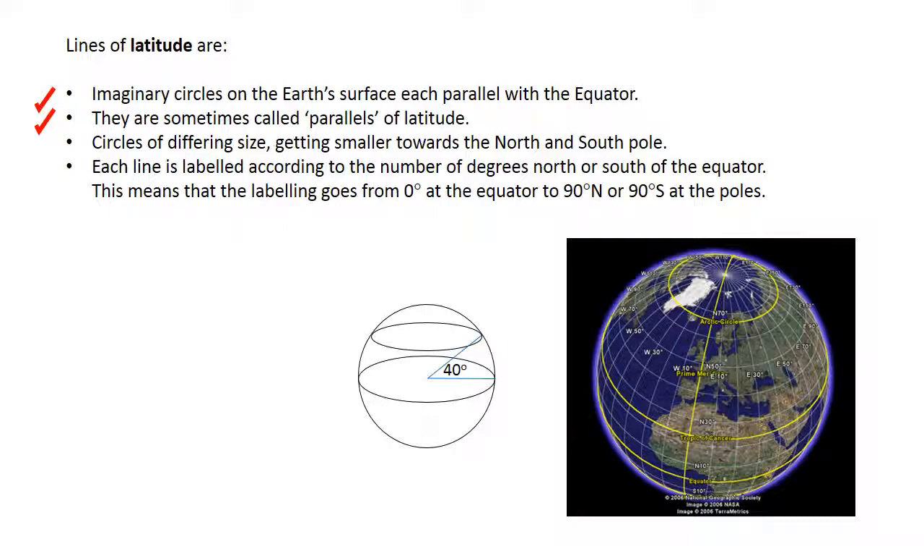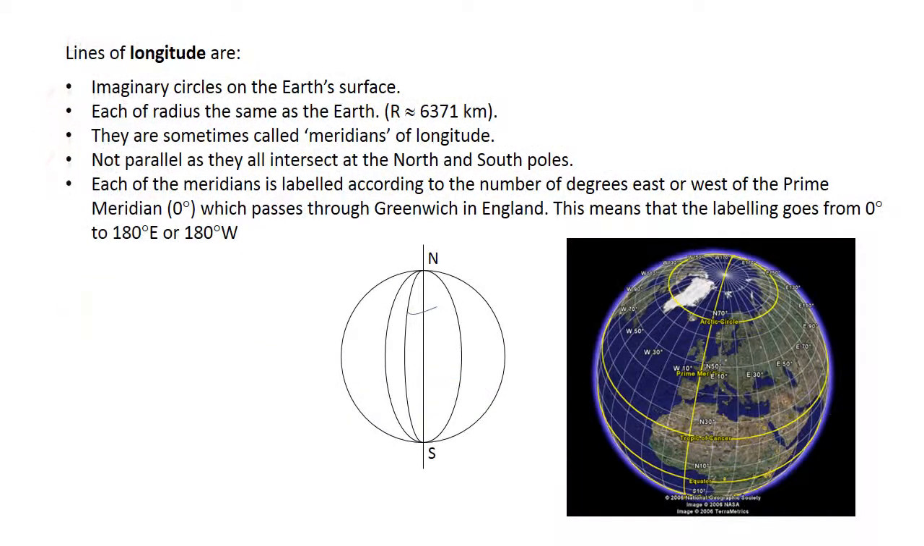Lines of latitude are circles of differing size, getting smaller towards the North and South Pole. Each line is labelled according to the number of degrees north or south of the equator. This means that the labelling goes from 0 degrees at the equator to 90 degrees north or 90 degrees south at the poles.